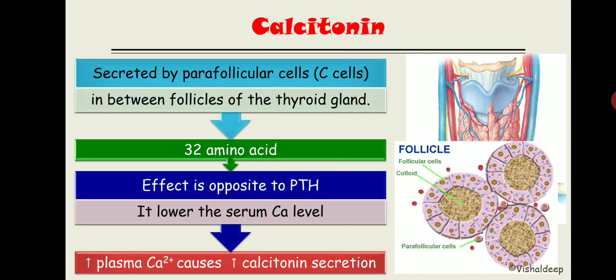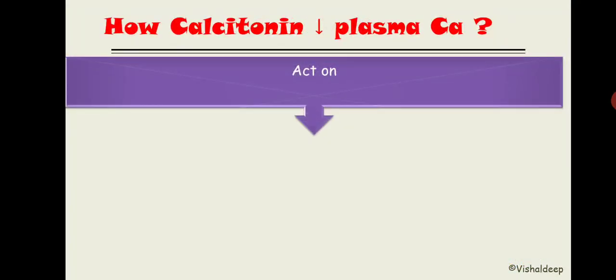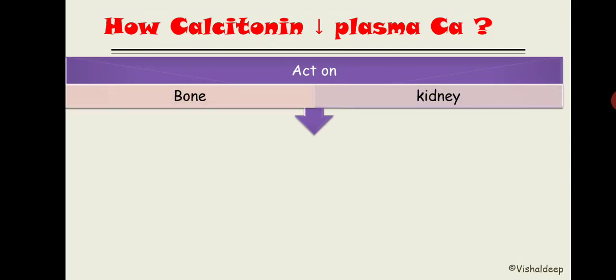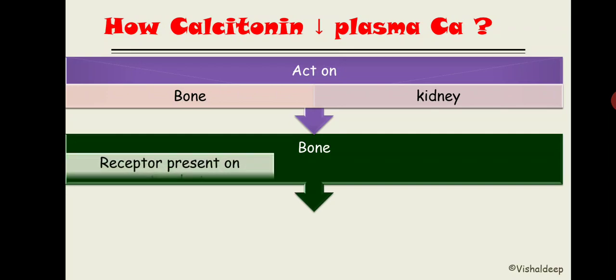Now how does the calcitonin decrease the plasma calcium level? The mechanism of action. This calcitonin will act on two organs. One is bone, another one is kidney. Now what will it do to the bone? See, the beauty of the calcitonin is that its receptor is actually present over the osteoclast. On the other hand, for vitamin D and parathyroid hormone, both receptors are present over the osteoblast.